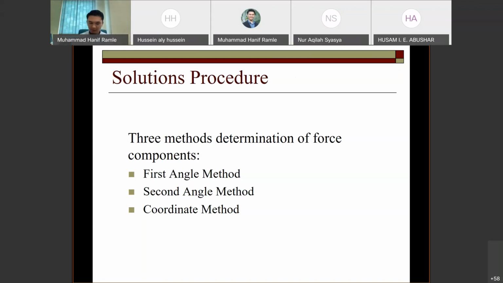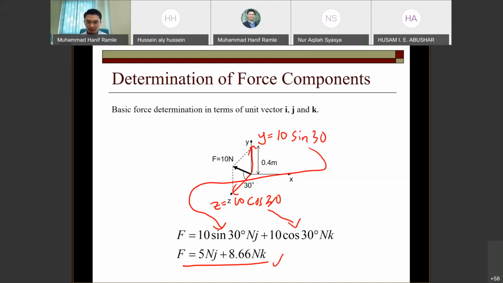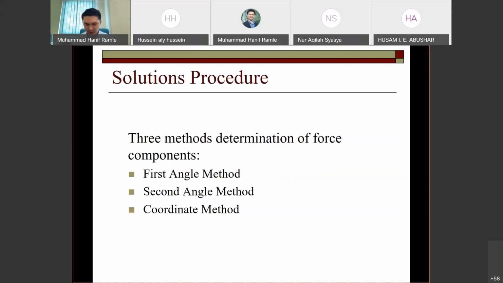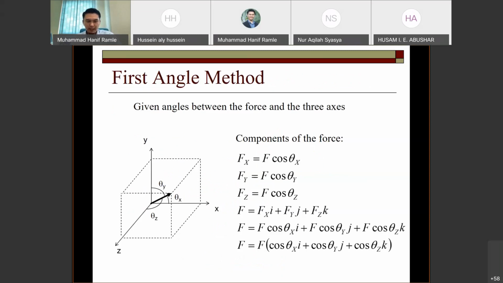So that one is only basic. It is like 2D only because the force is on the YZ plane. We will look at the 3D element later on. So for the solution procedure for 3D, we have three methods. The first is the first angle method, the second is the second angle method, and the third one is the coordinate method. So we look at the first angle method first.